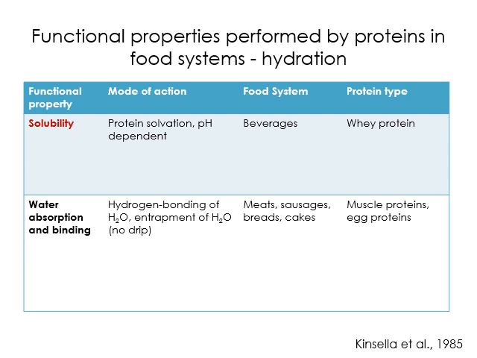Example would be whey protein. You also have water absorption and binding, where the hydrogen bond of the water and entrapment of water. This is particularly important in different food systems such as meat, sausages, bread, and cake. And the type of proteins that are involved is the muscle protein, eggs.